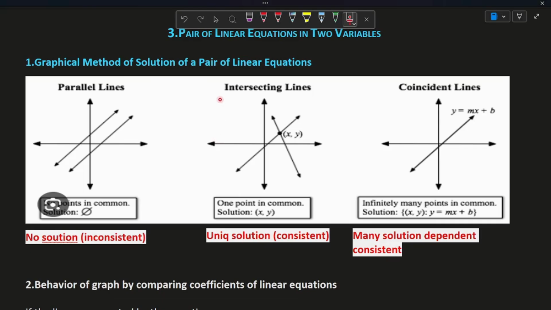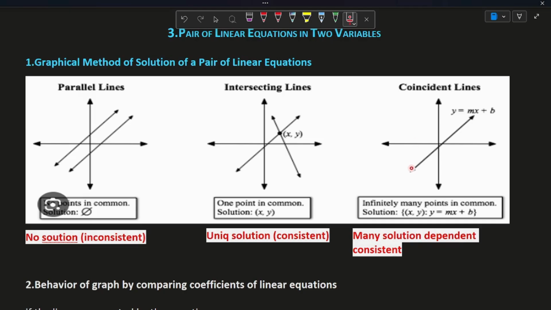For example, come to the intersecting lines. For example, this is one linear polynomial, this is another linear polynomial. These two linear polynomials are intersecting at this point x and y. So when two linear equations intersect with each other at a particular point, it has a unique solution, or only one solution, at x and y.